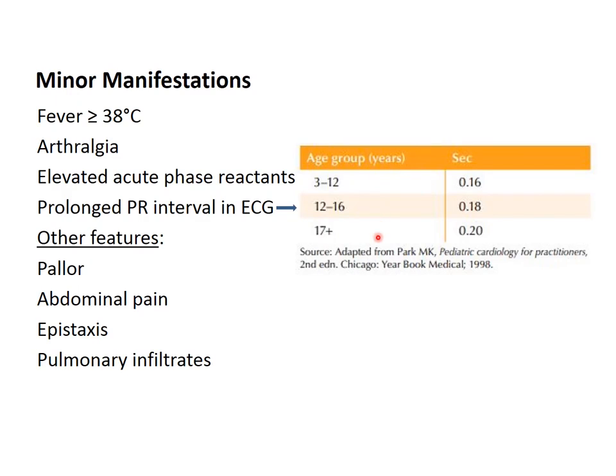Other features that we may see in patients with acute rheumatic fever include pallor, epistaxis, abdominal pain, which are types of probably vasculitis, and pulmonary infiltrates. Pulmonary infiltrates in the olden days were given the name rheumatic pneumonia, but it turned out that they are probably mostly pulmonary edema or localized pulmonary edema due to the severe hemodynamics of carditis and heart failure.